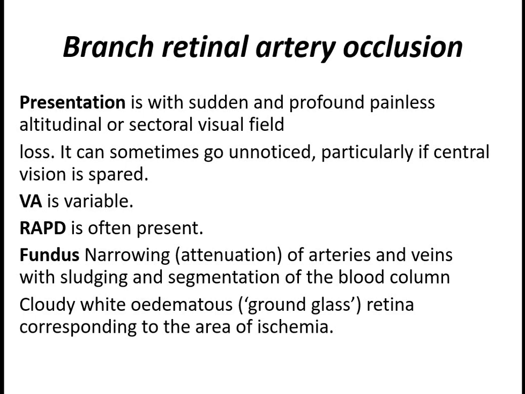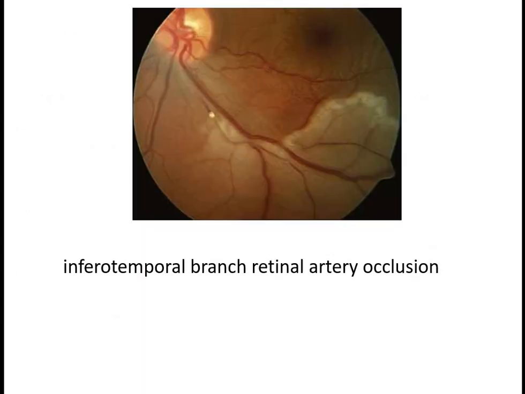Fundus: there is narrowing and attenuation of the arteries and veins, because the branch artery occlusion will cause a whole artery to be affected instead. Both the drained vein and the artery are narrowed with sludging and segmentation of the blood column. So the retina will be cloudy, edematous, with a ground glass appearance corresponding to the area of ischemia. Notice the picture: inferiorly the retina became white and edematous with segmentation of the artery. This is a branch retinal artery occlusion.